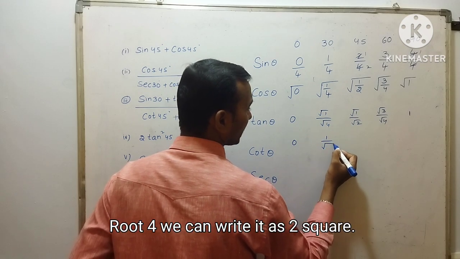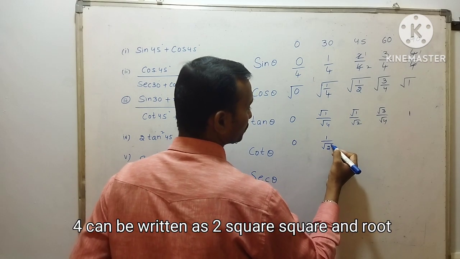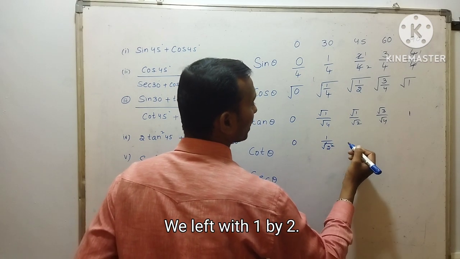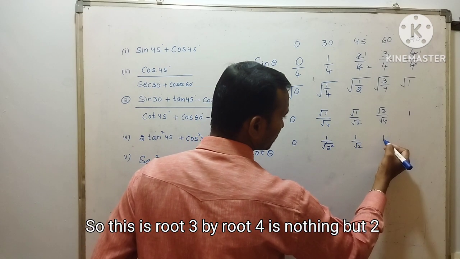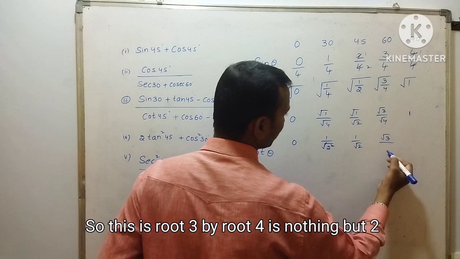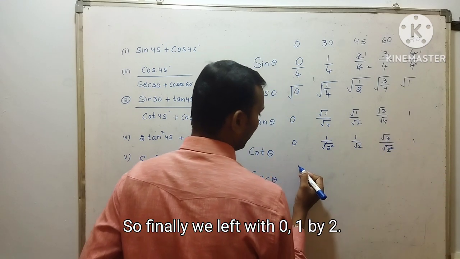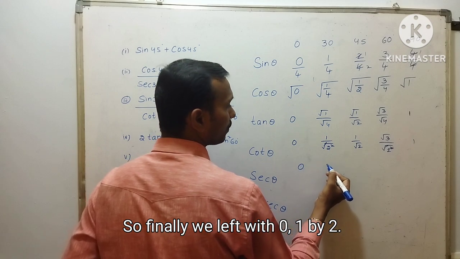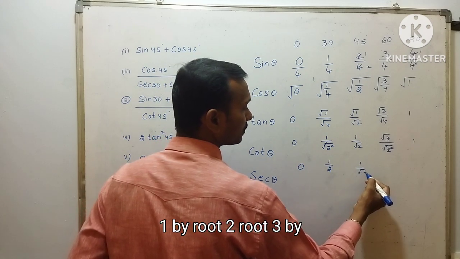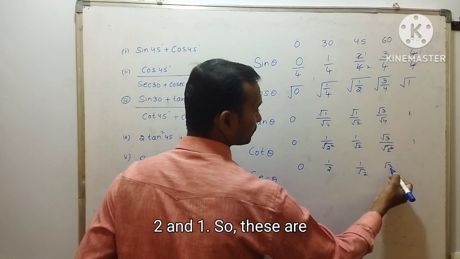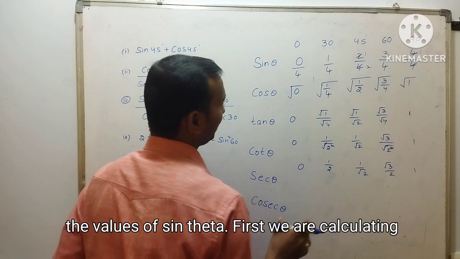Root 4 we can write it as 2 square. 4 can be written as 2 square. Square and root gets cancelled. We are left with 1 by 2. So this is 1 by root 2. Root 3 by root 4 is nothing but root 3 by 2 square. Square and root gets cancelled. So finally we are left with 0, 1 by 2, 1 by root 2, root 3 by 2 and 1. So these are the values of sine theta.